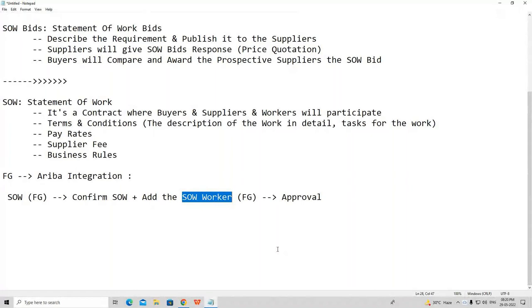Exactly. So PMO will be part of the approval. There are other levels also. PMO will be at the initial levels, but upper levels will also be there. 3-4 levels, 5 levels will be there.